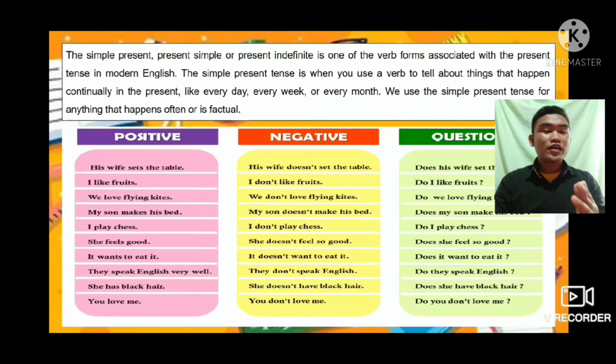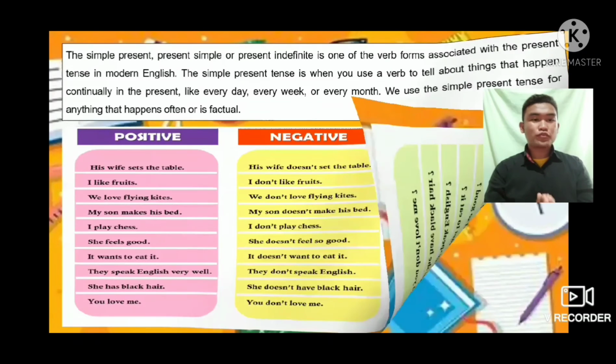Because if someone likes fruit, it doesn't mean that he only liked fruit in the past or can only like fruit in the future, but rather, as long as he likes fruit now, it is still part of the present, since even if he started liking fruit in the past, as long as he still likes fruit now, it can still be classified as part of the present tense. Do you understand, class? Okay.